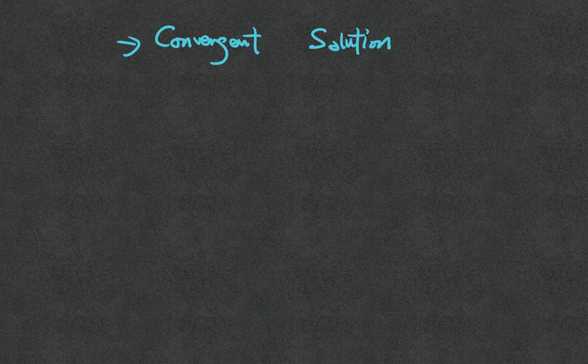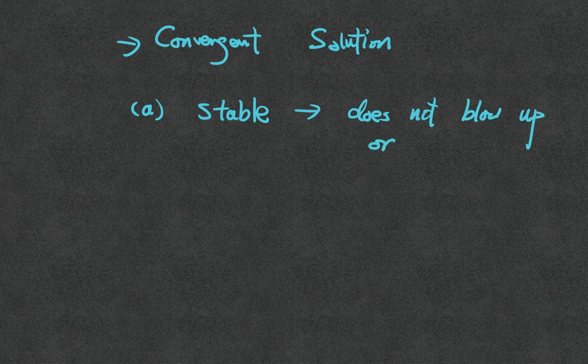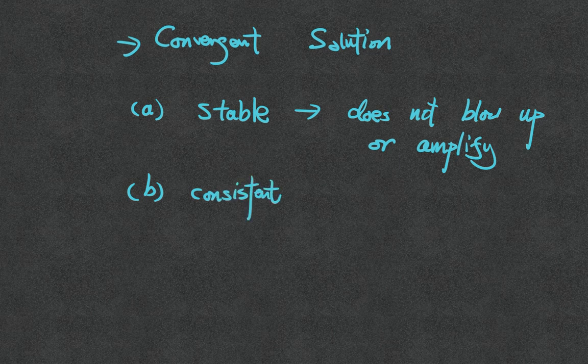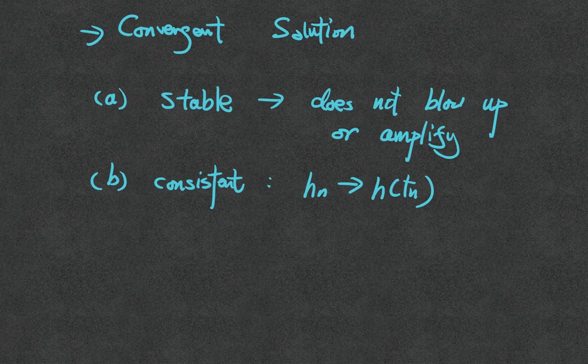It requires two things. A is stability. The solution has to be stable, which means that it does not grow suddenly, become infinite, explode, or amplify indefinitely. The solution has to have some decaying property, or at least not grow indefinitely. And the other thing is consistency. These two are necessary ingredients for convergence, which means that I almost always get a solution that is closer to the actual continuous-time solution if I make delta t as small as possible.